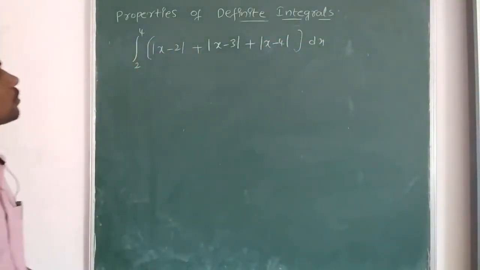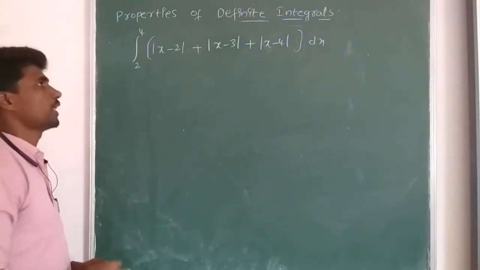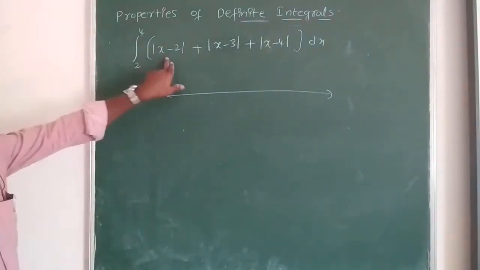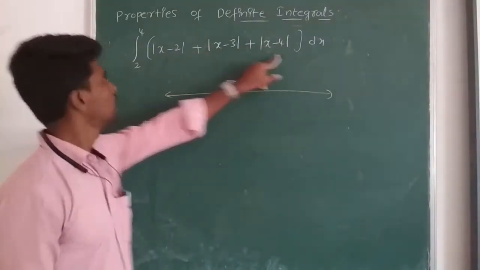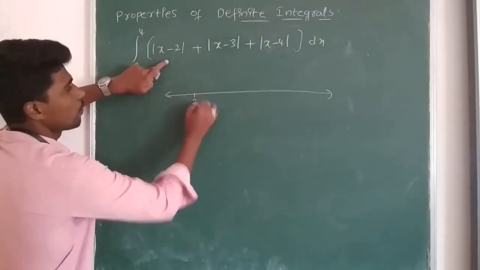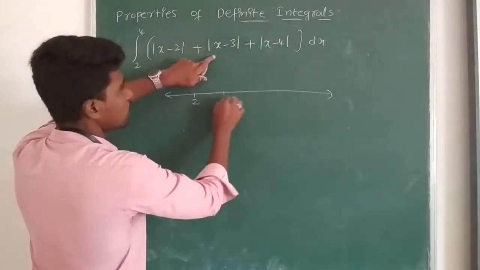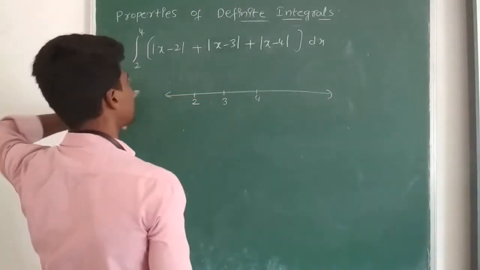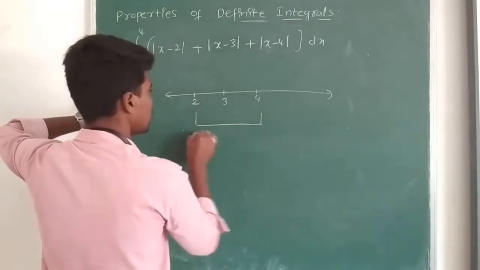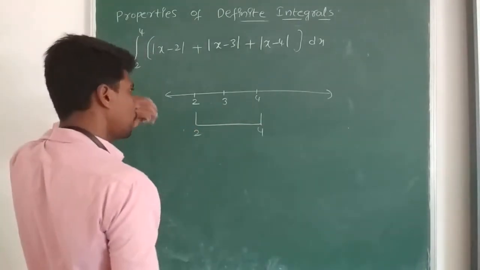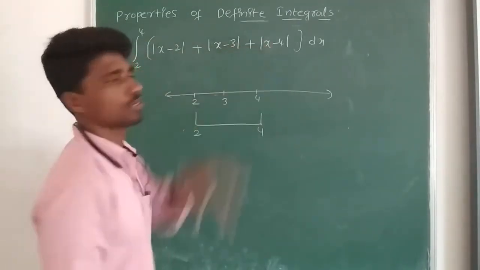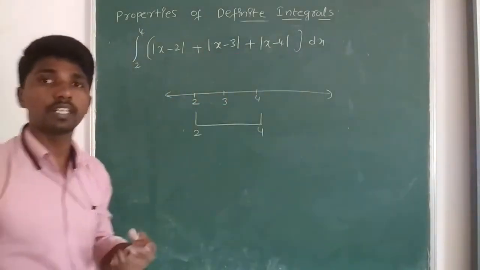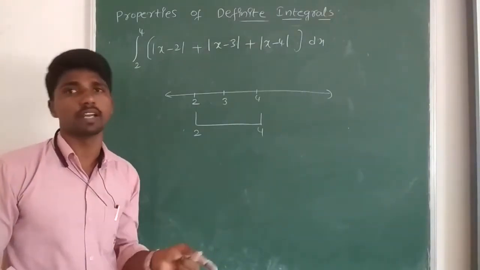Now how does it behave? See how many critical points we have. We have here 3 critical points. What are they? For the first function, second function, third function: the first function's critical point is 2, the second function's critical point is 3, the third function's critical point is 4. Now the interval is 2 to 4. In between 2 and 4, how do these functions behave?